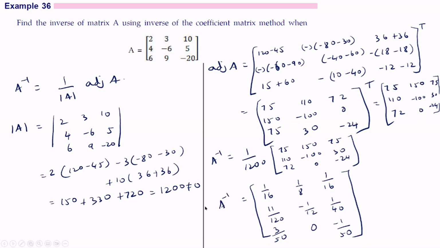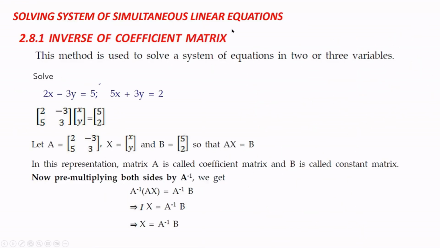So this is how we have to find the inverse of a matrix, given a matrix, using the coefficient matrix method. Now we'll move on to the last topic, which is solving a system of simultaneous linear equations. Under solving a system of simultaneous linear equations, we have two methods. The first one is the inverse of coefficient matrix method and the other one is Cramer's rule.